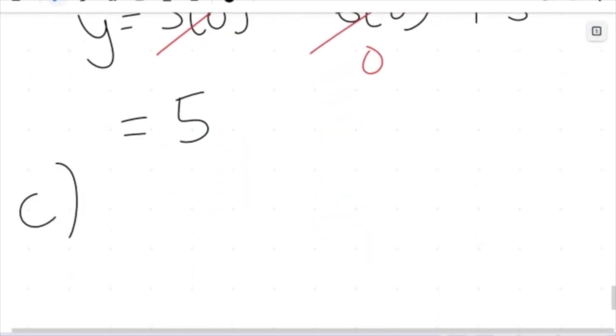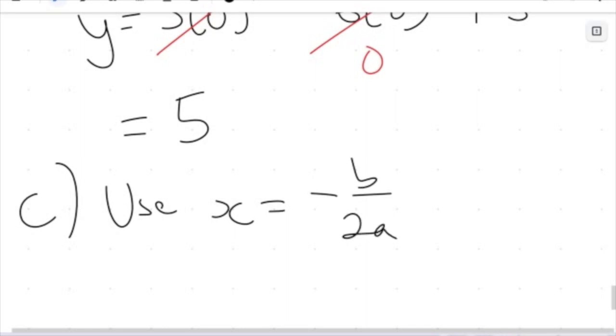And now for our third part, we want to use x equals minus b over 2a, which we derived in the last video, to find the turning point.